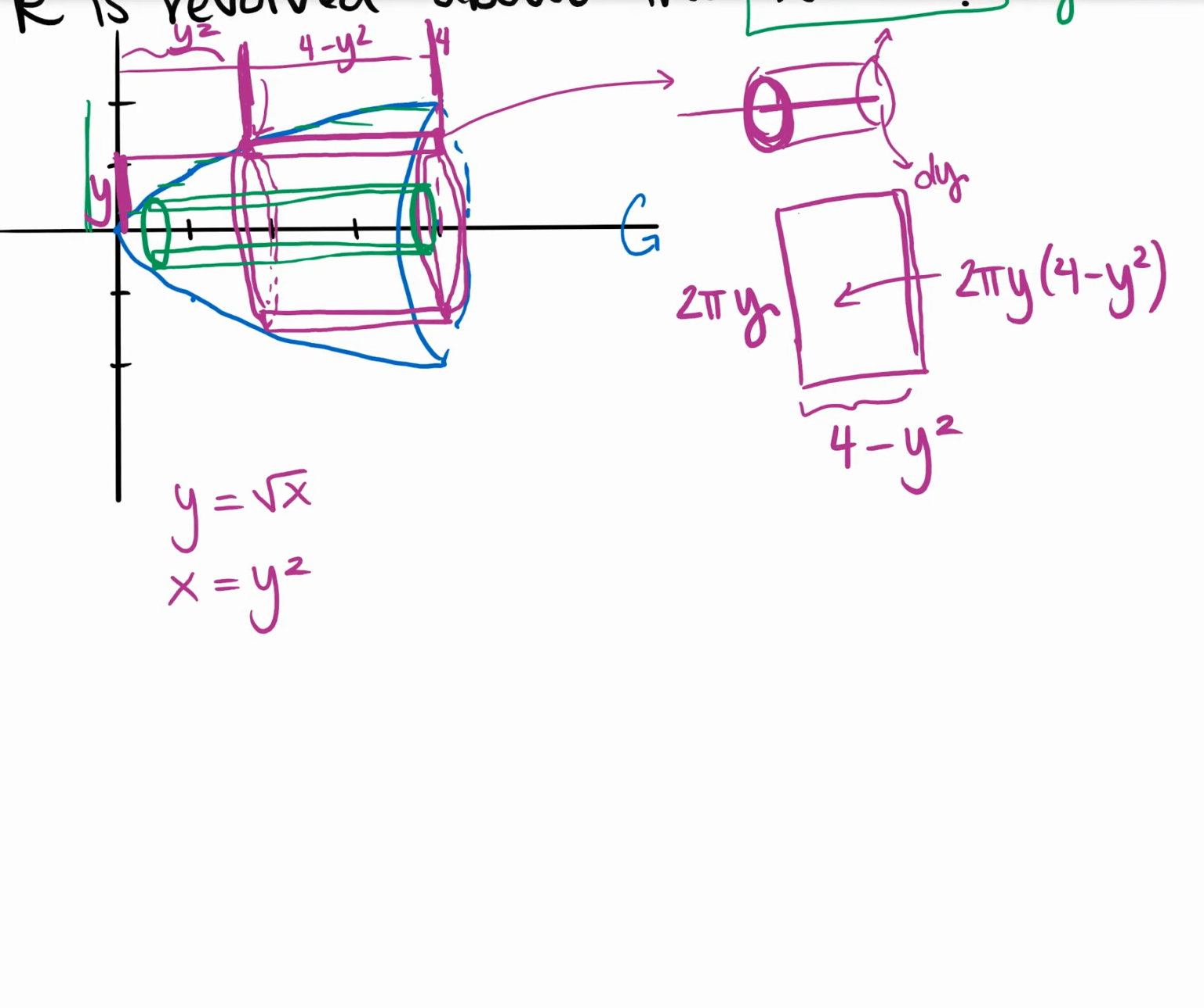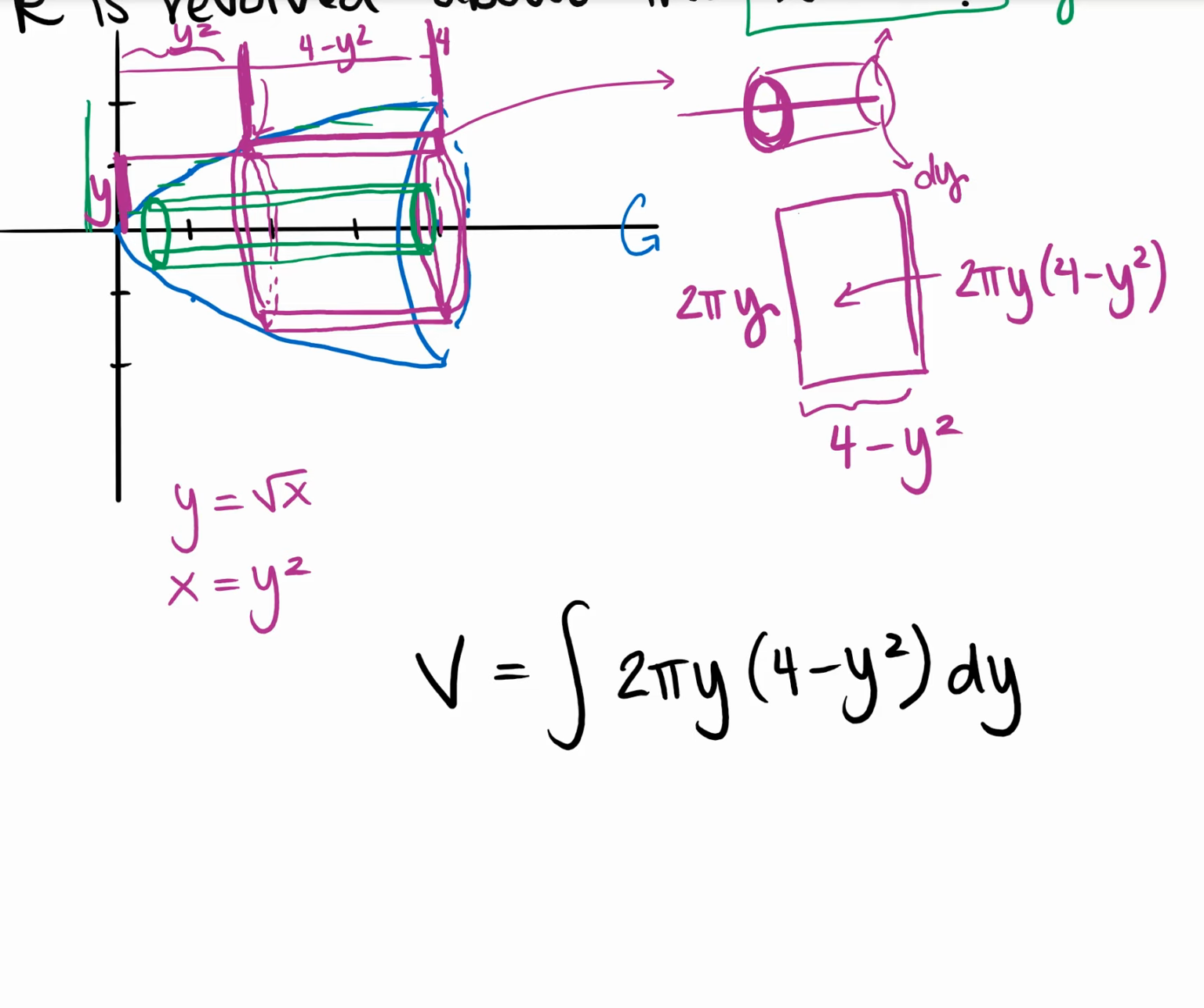Look at that beautiful picture that I have. So my volume then, I'm just going to take the 2 pi y, that's the circumference of my shell, times the height of my shell on its side, right? And then times the width of my shell, which is just dy.